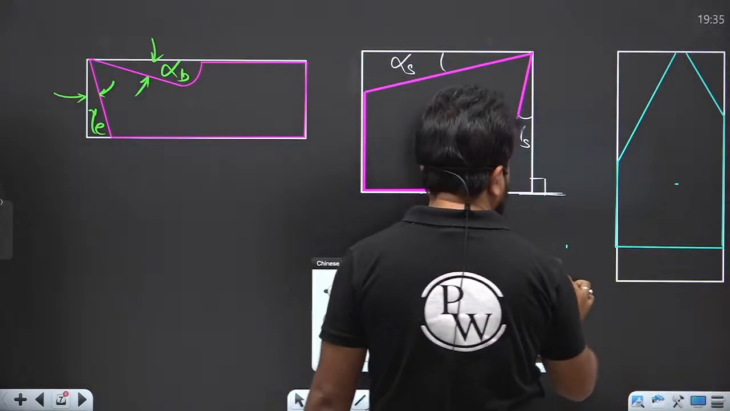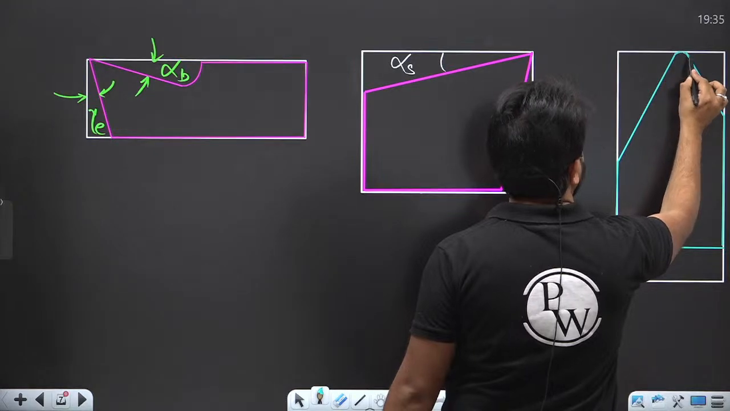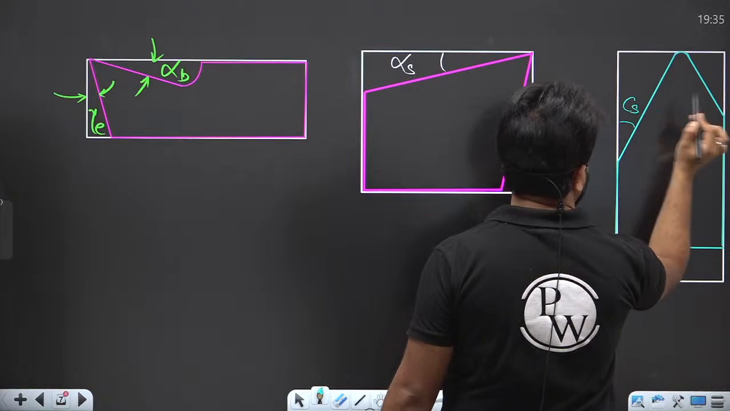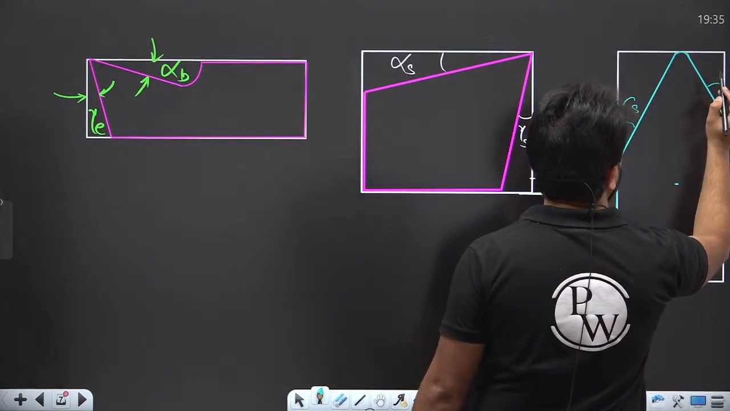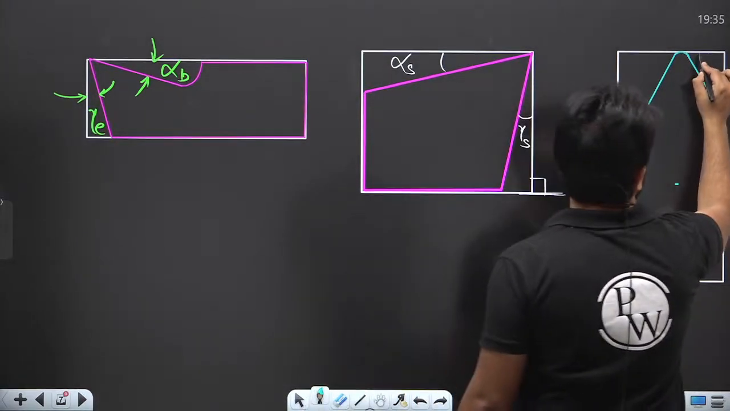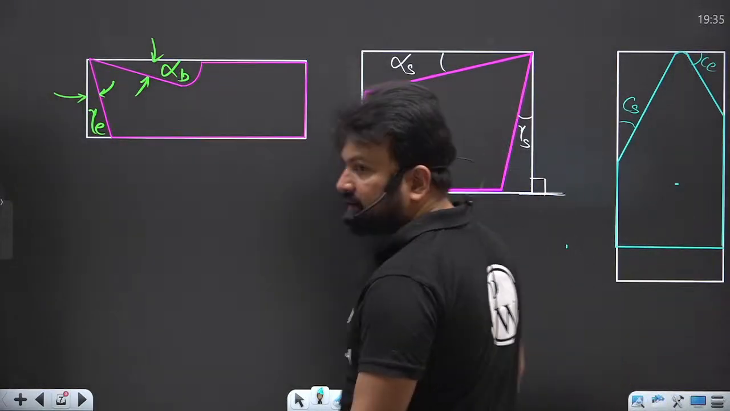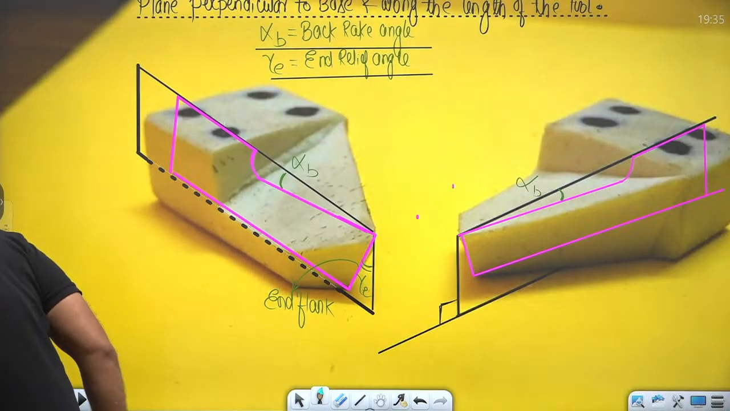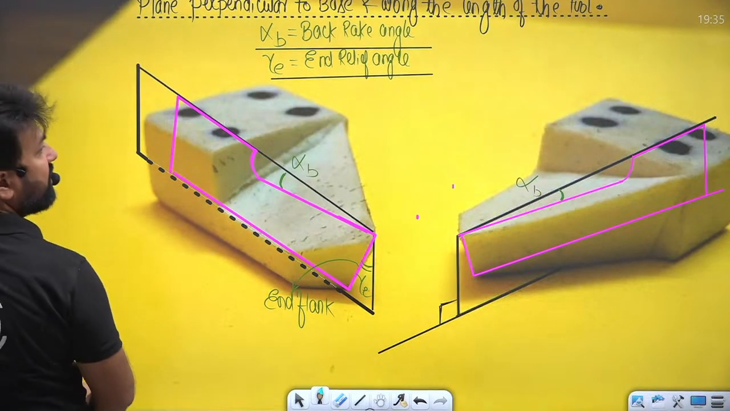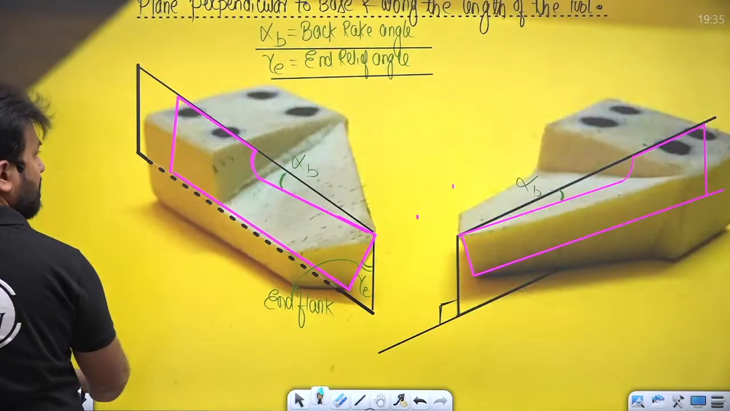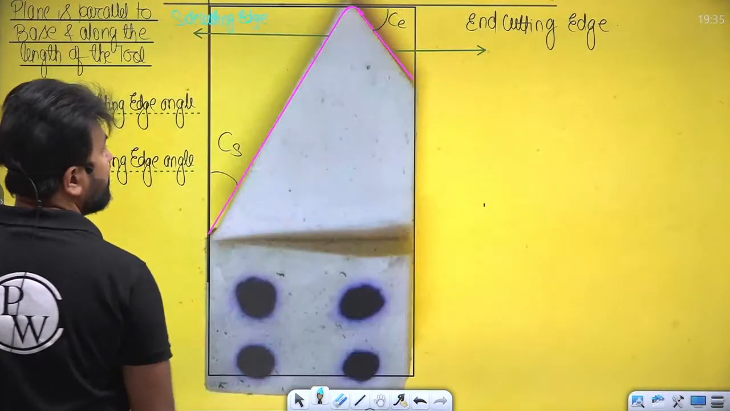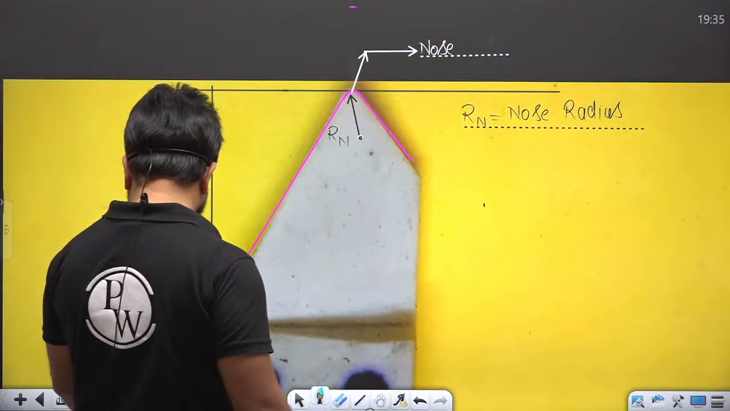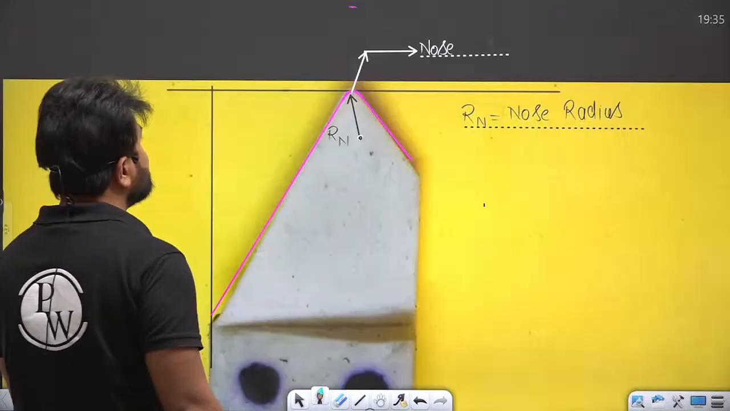Now here, this is the side cutting edge. This is the end cutting edge. Sorry, this is the end cutting edge. Just a minute, let me make a correction here. Yes, this is the end cutting edge. I hope now you understand this.